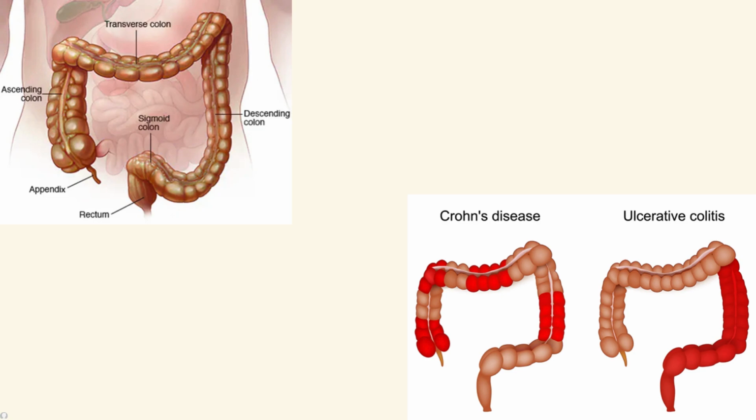As you can see in the top picture, inflammation along the large intestine, which is the colon, the ascending, descending, and transverse colon, plus the rectum, suggests that you have ulcerative colitis. Whereas in the bottom picture, you can see that Crohn's disease can involve any part of the large intestine. Even the small intestine can be affected under Crohn's disease.